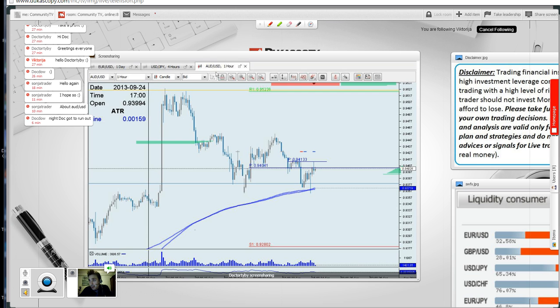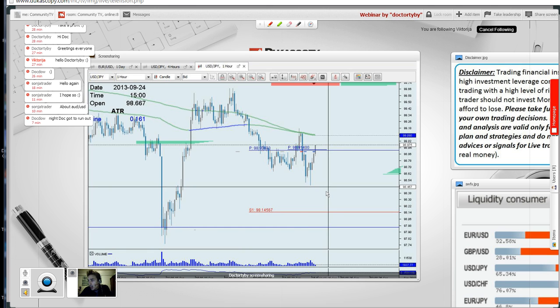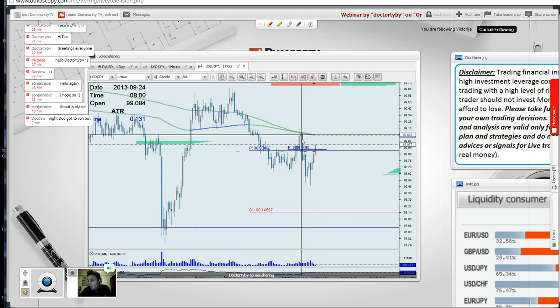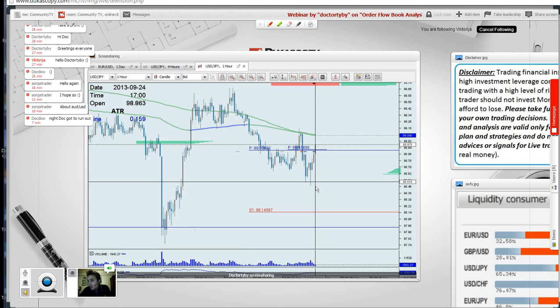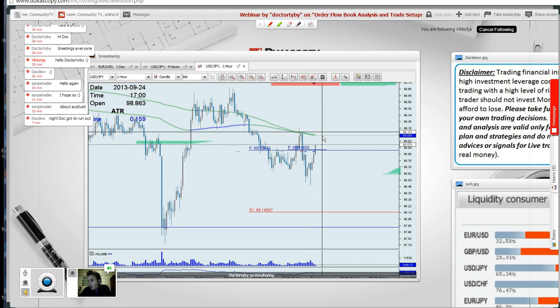Let's see the 1-hour chart. On the 1-hour chart, we had some stops triggered at 98.50, as you can see here. Buy stop orders triggered above the 99 level and 98.90. So a very good opportunity for the speculators to take all the stops here.